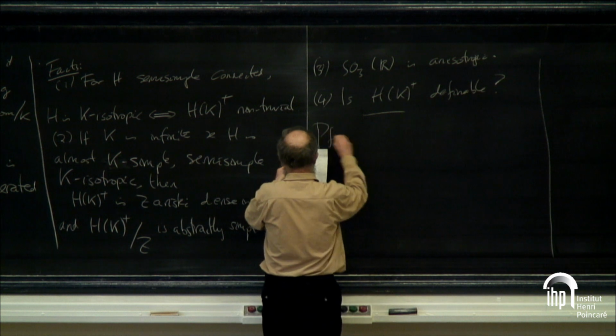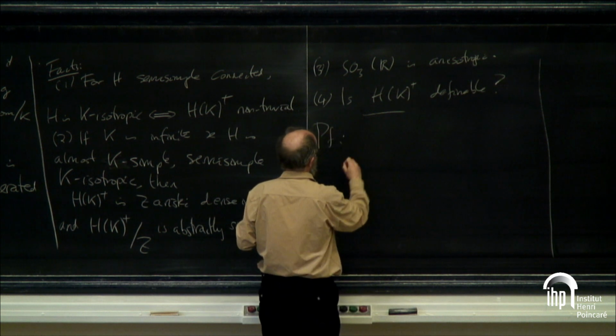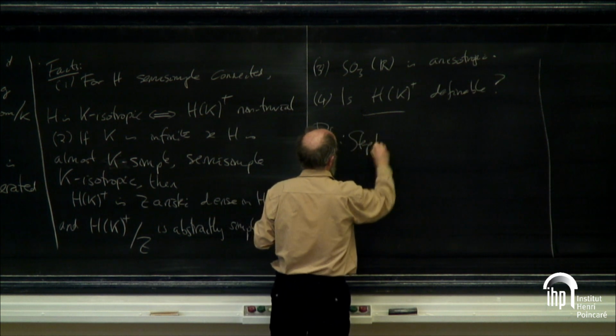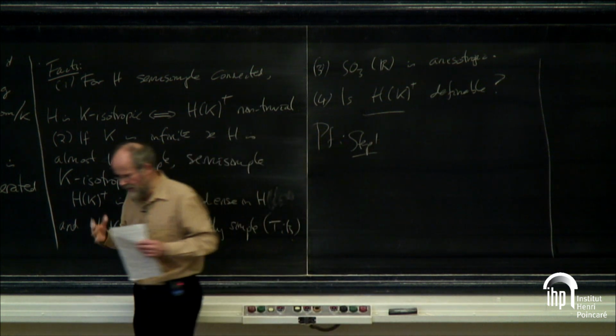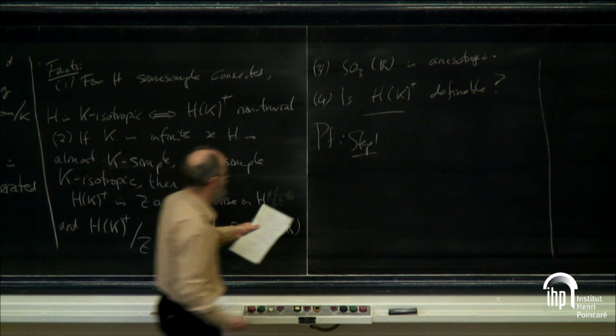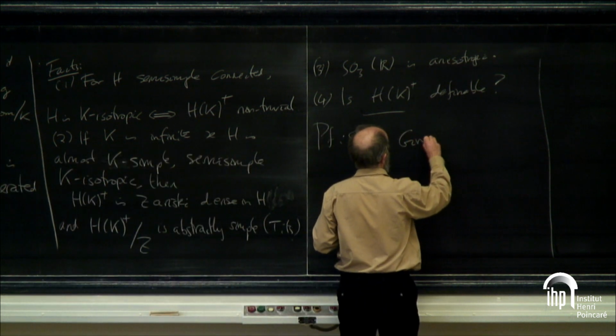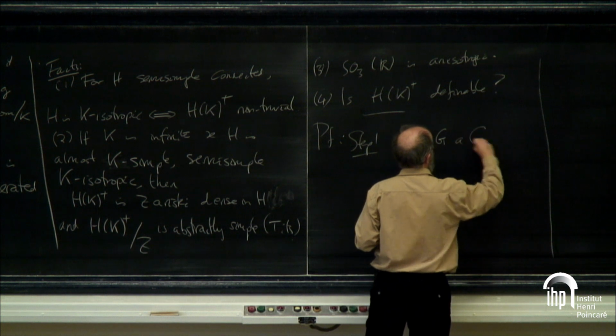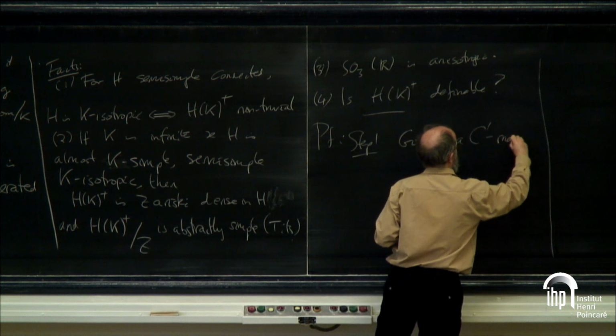Okay, so proof. So step one, a lot of these steps are fairly standard. First step is to give the group some sort of topological group structure or manifold structure. So we give G a C1 manifold structure.